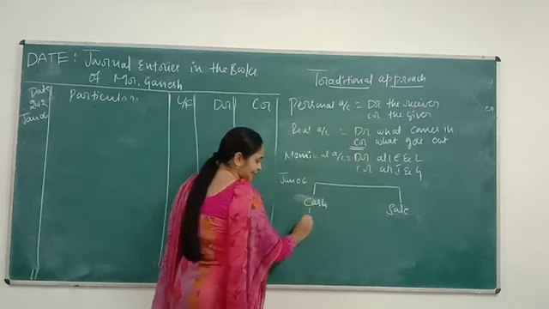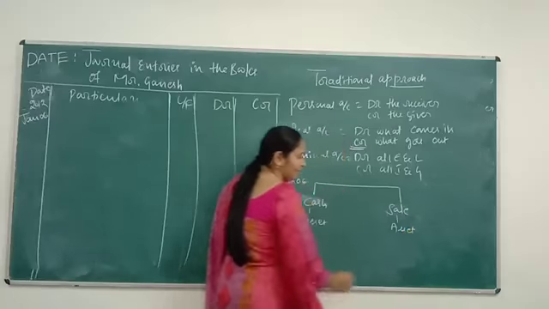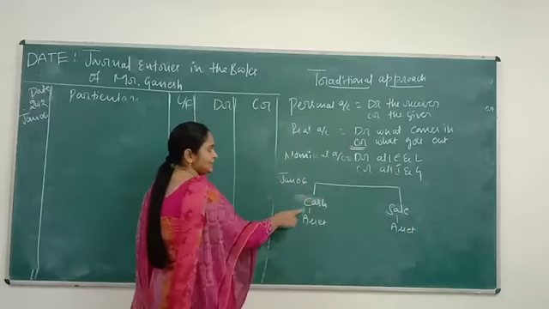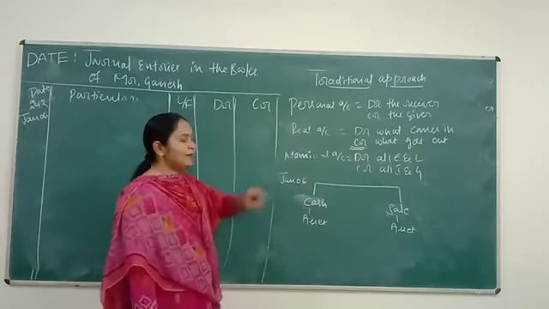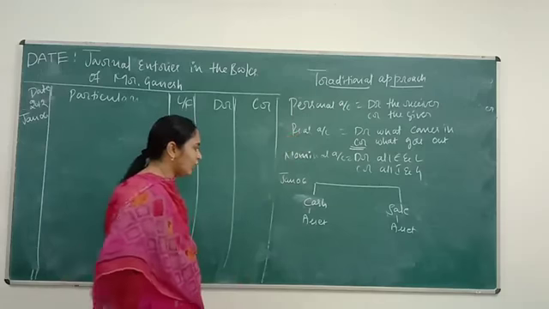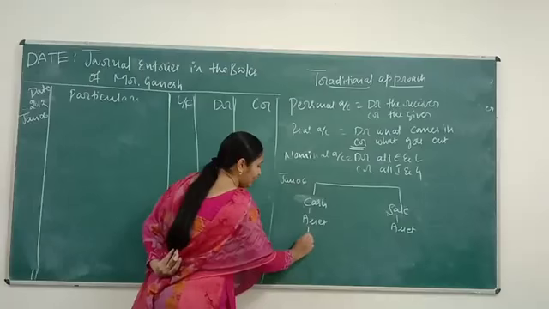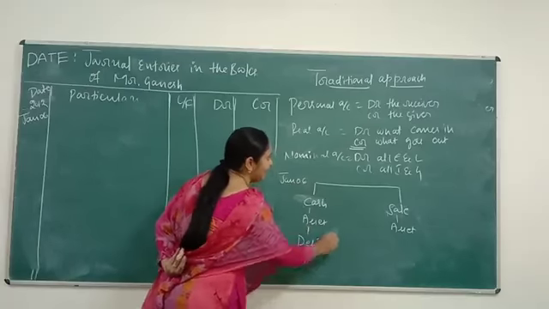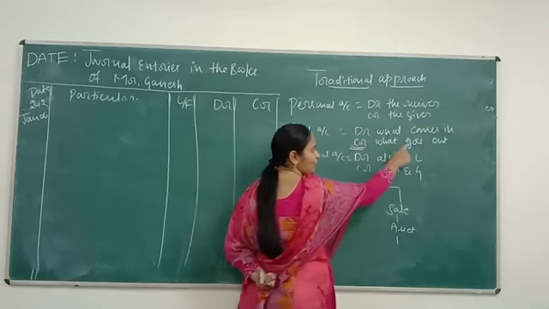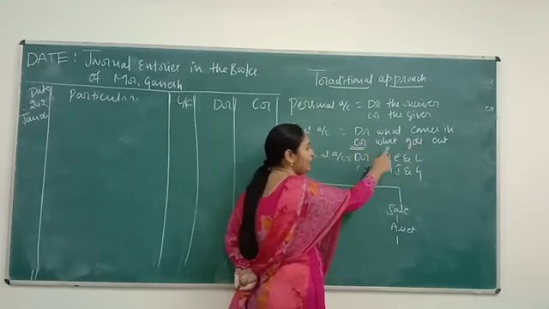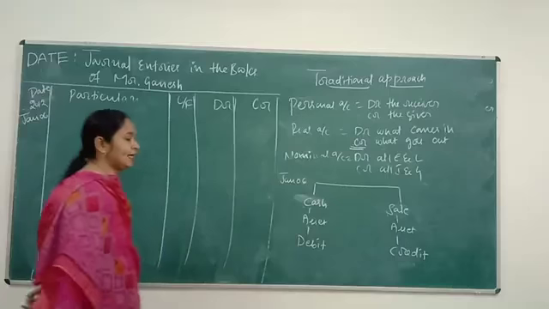So cash is an asset. Goods are also an asset. Okay. So when it is an asset, I have to follow which account rule? Real account rule. What does real account say? Debit what comes in, credit what goes out. So what is happening to my cash? It is coming in. So I will debit cash. What is happening to my goods? It is going out. Credit what goes out. So whatever goes out, I have to credit.